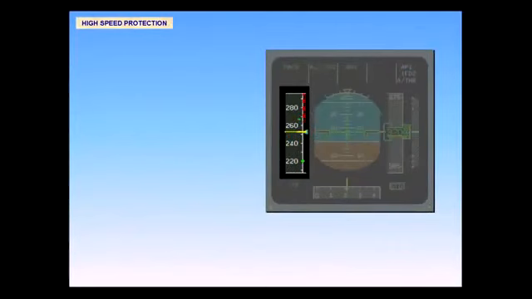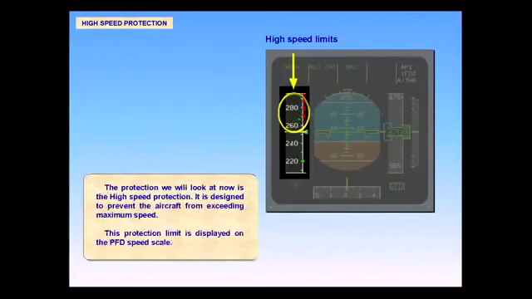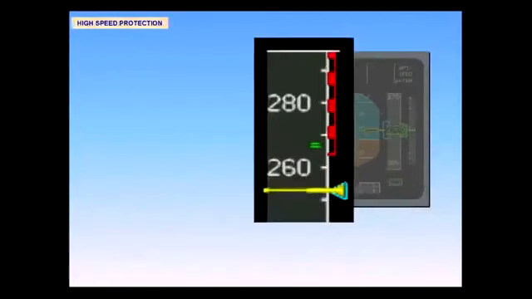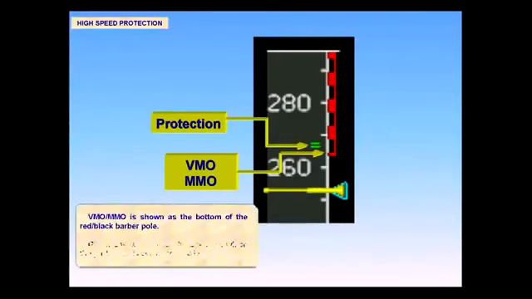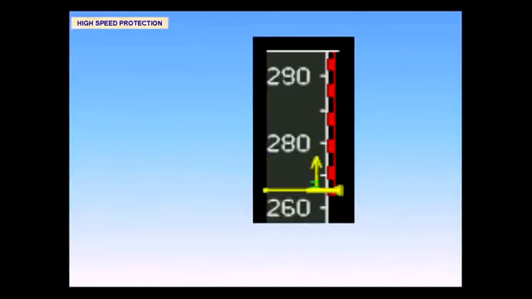The protection we will look at now is the high speed protection. It is designed to prevent the aircraft from exceeding maximum speed. This protection limit is displayed on the PFD speed scale. VMO/MMO is shown at the bottom of the red-black barber pole. Green dashes indicate the speed at which the protection is activated, plus 6 knots. When the airspeed or Mach increases above VMO/MMO, an overspeed ECAM warning is triggered.